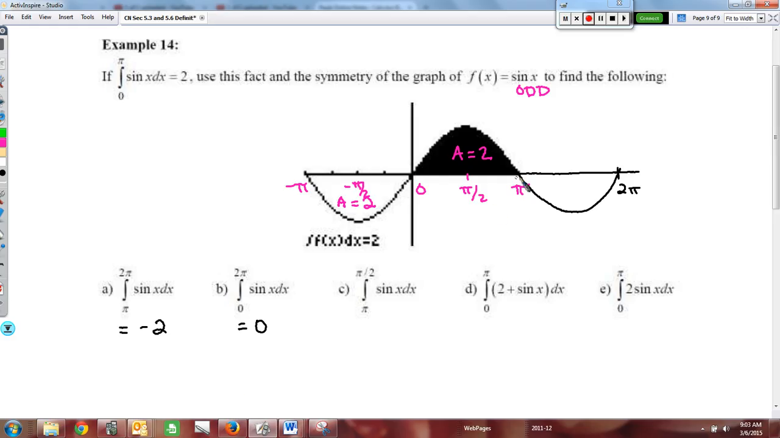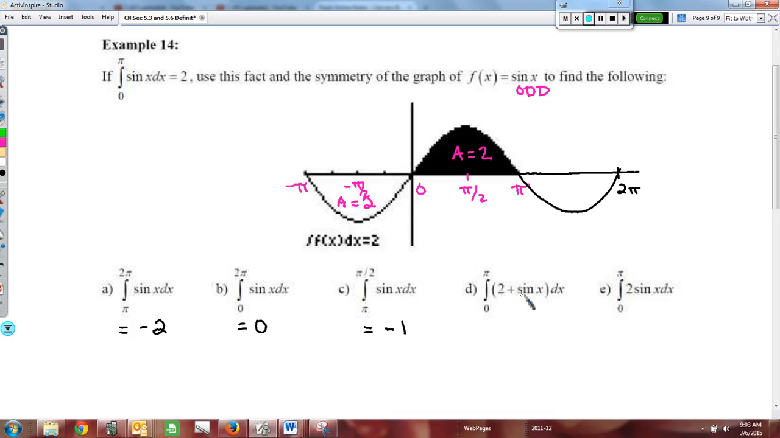If I'm going to go from pi to pi over 2, now two things are going on here. Remember, you're going backwards, and you're only going backwards for half of this shaded region. So I went backwards for an area of 1, so that would be negative 1. So again, you just got to know whether it's positive or negative.